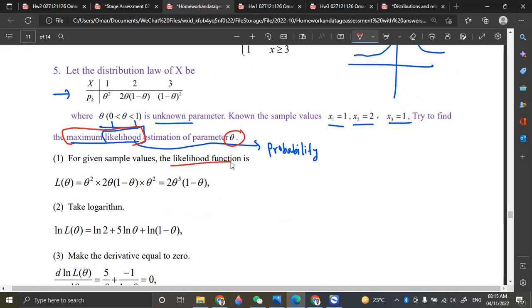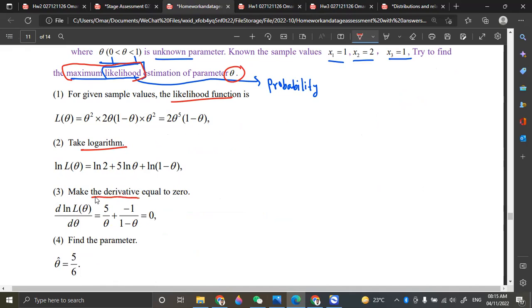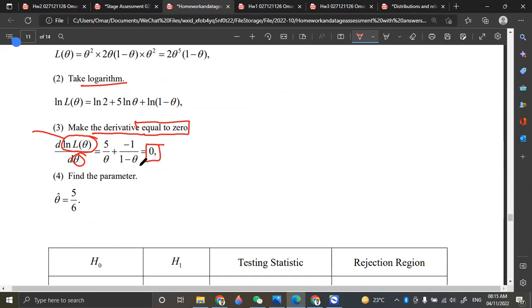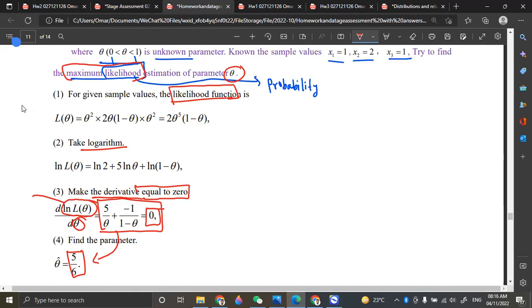So firstly, we find the likelihood function, and then we take the logarithm, and then we take the derivative. We calculate where the derivative is equal to 0, right? To make the calculation simpler, we firstly find the ln of the likelihood function, and then we find the derivative with respect to theta and set it equal to 0. If you do some simple algebra here, you will find the value of theta. So theta is 5 by 6. Is it clear? Maybe not so clear, but I will try to explain the first and the second part here.